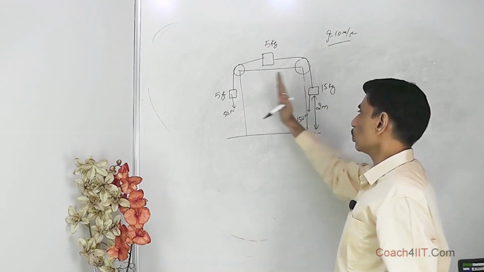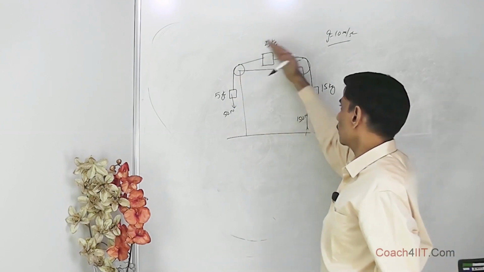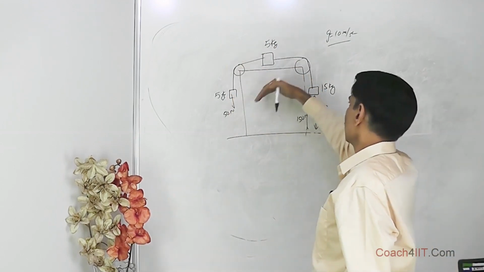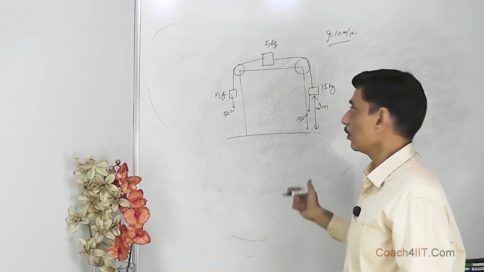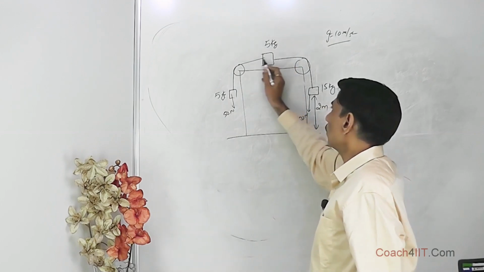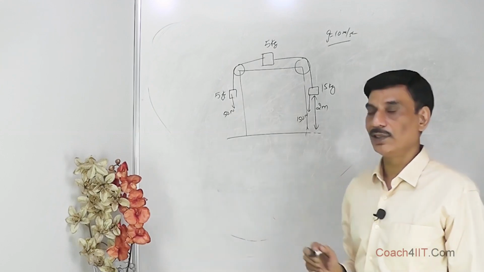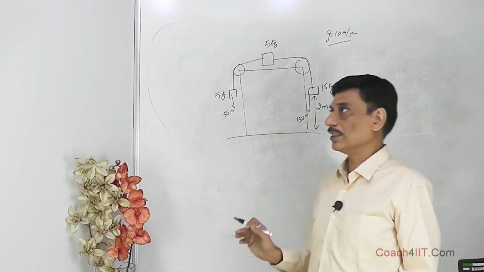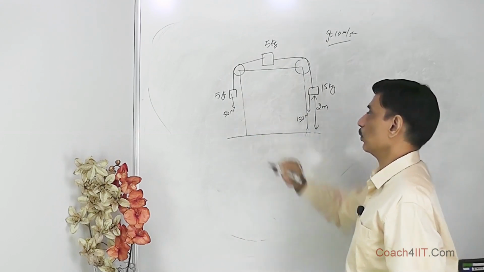But these two blocks are hanging vertically. So these forces are both along the string, so they will be considered. Whereas this mg is perpendicular to the direction of motion. It will not have any component this way. We have done this in laws of motion quite in detail, so this will not be considered. So along the string, 150 Newton is this way, 50 Newton is this way.